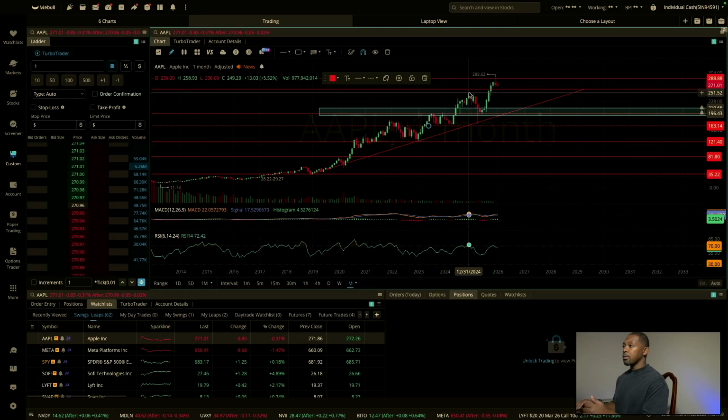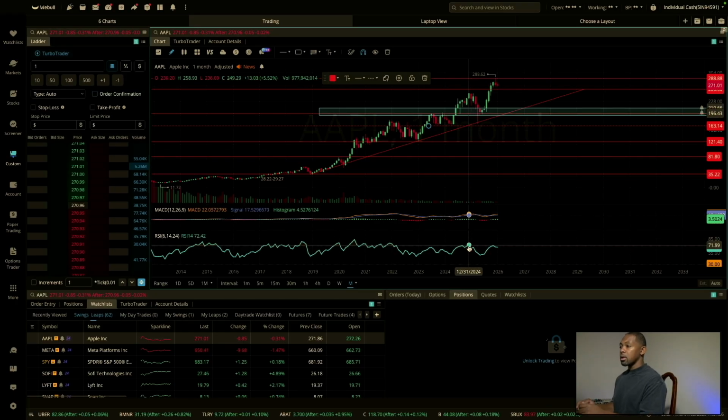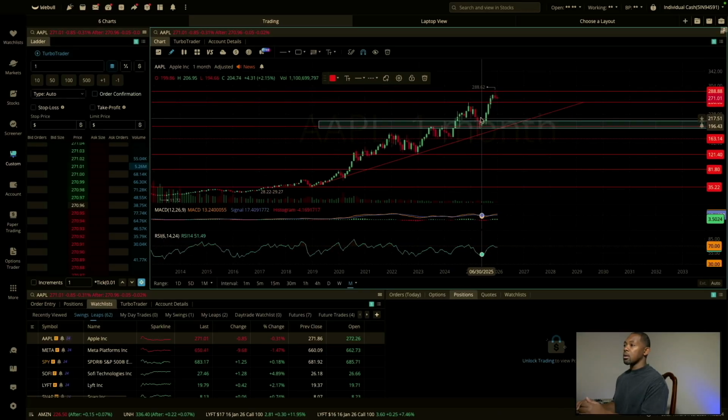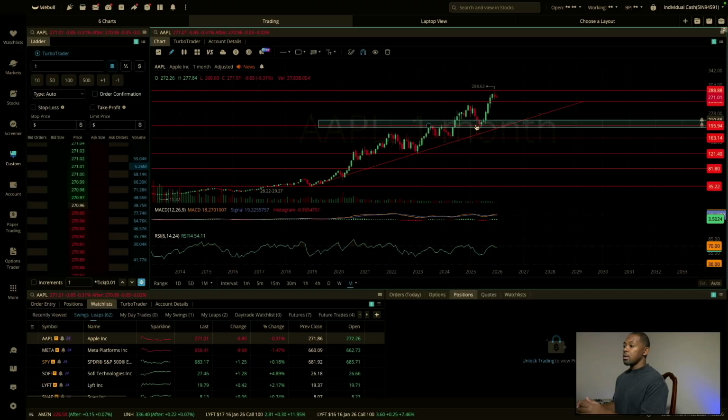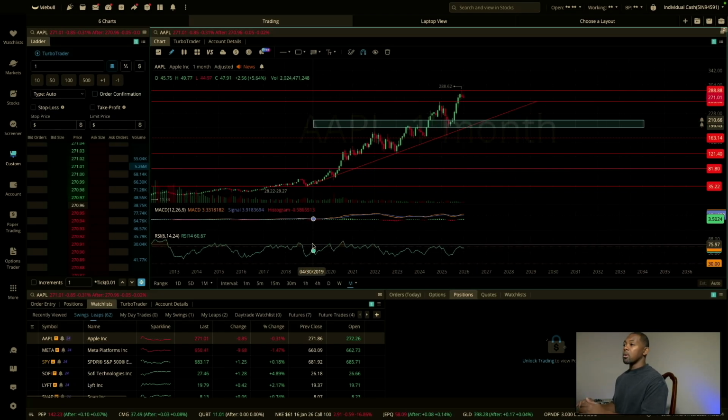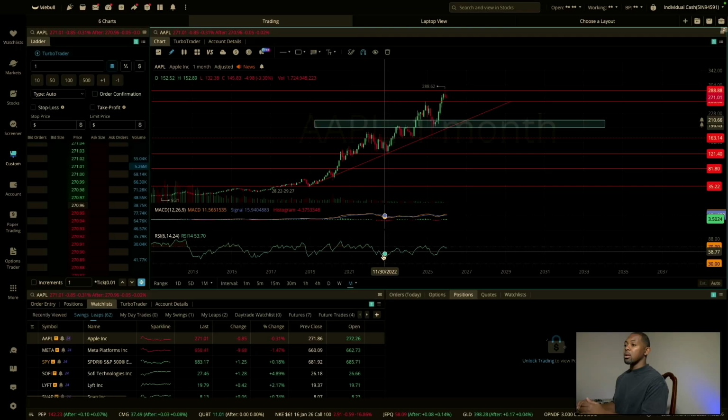Let's look right here. This candle right here rejected 260. If we look all the way down at the RSI, what is it? It's overbought. So what follows after that? The stock comes down. You see that? Now, it did not come all the way down, but over time it will. What goes up must come down. It always does.